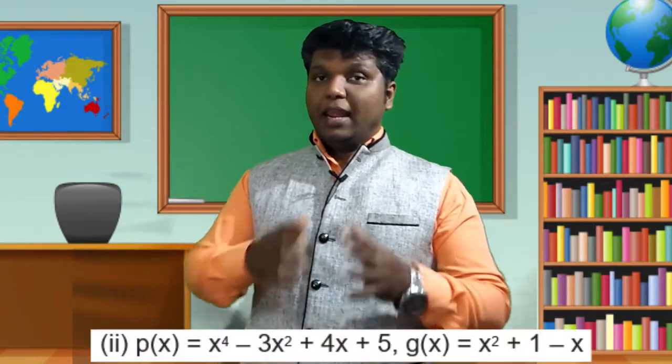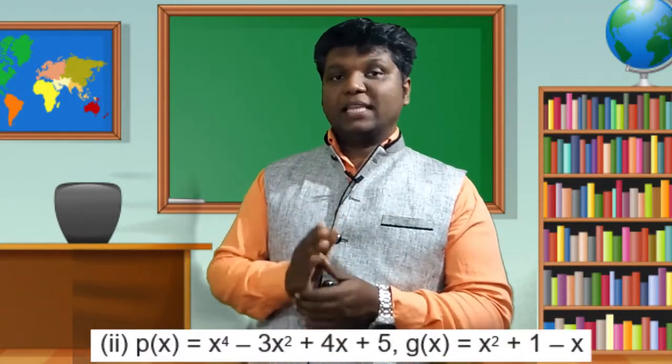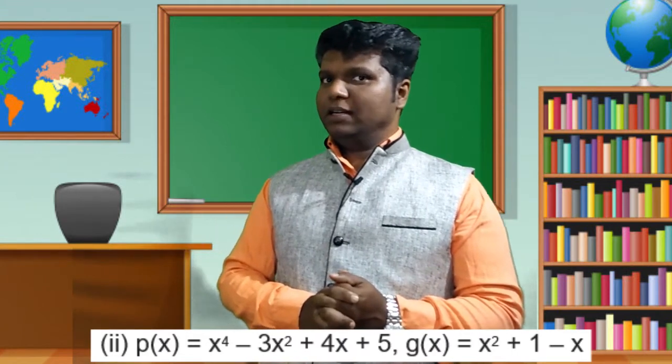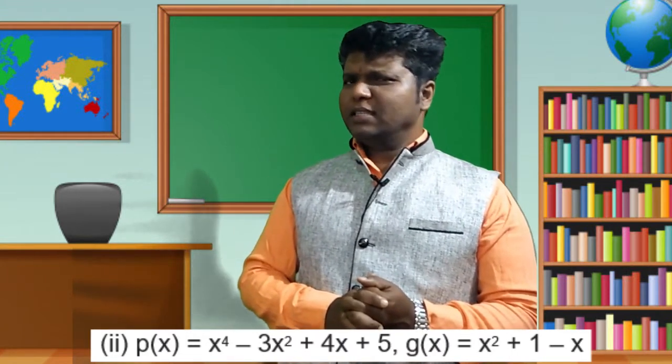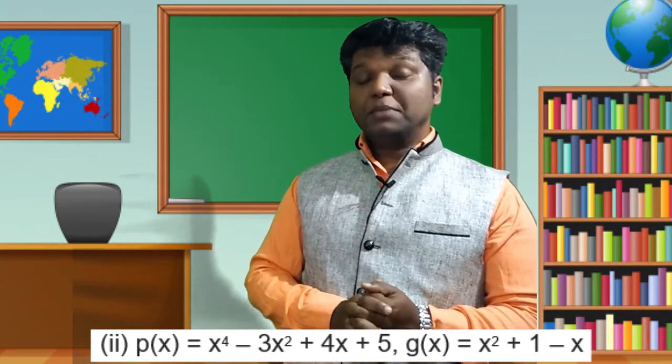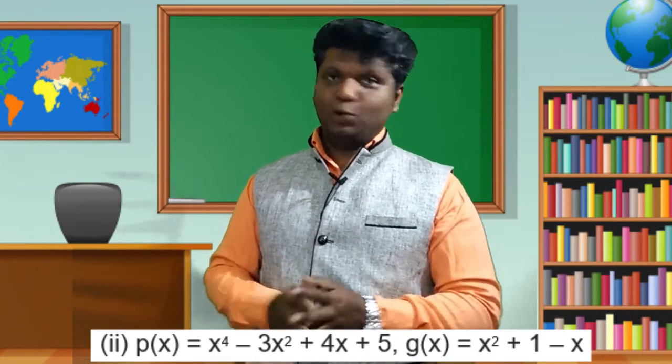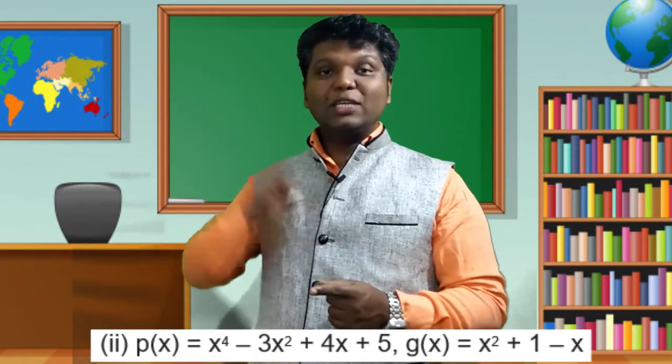Is that clear? Second question. Here see, what is the p of x given? X minus 3x square plus 4x plus 5. That means it is a biquadratic equation. It's an equation with degree 4. So let us check whether it is in the standard form. Is it in the standard form? No. Something is missing, right? What is missing? The term of x cube is missing. So we will introduce 0x cube in between.